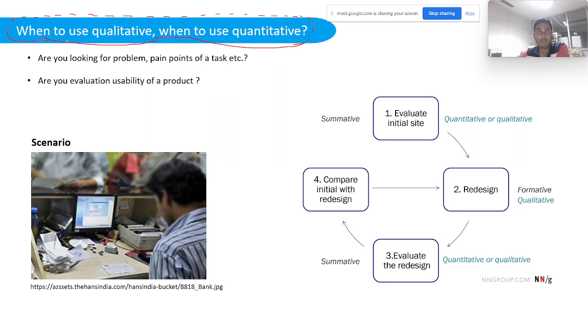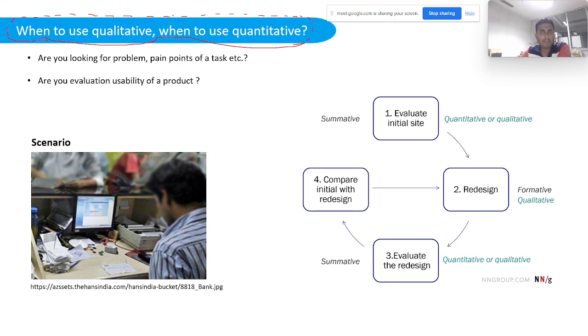Or sometimes what happens, you come across in a particular contextual inquiry, you go for an interview and suddenly during the interview you try to get information which is quantitative in nature. Then suddenly you need to start collecting that information as a part of even the interview. Okay, so these things happen in a real scenario.